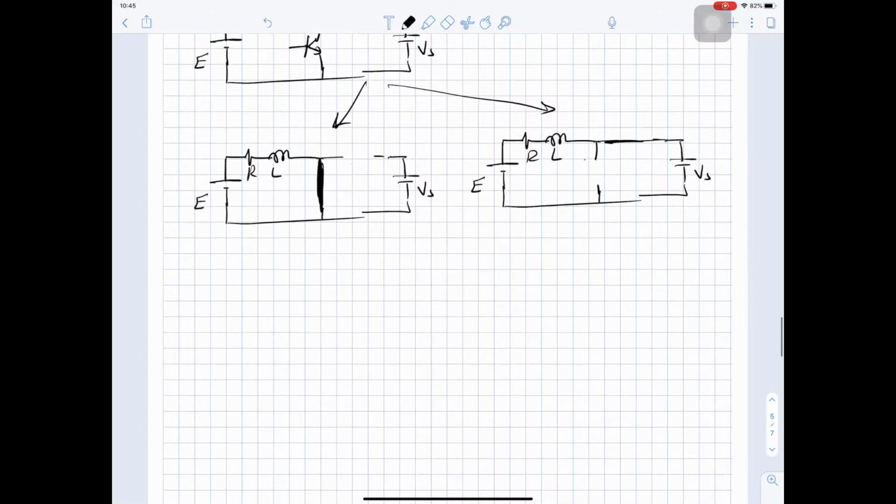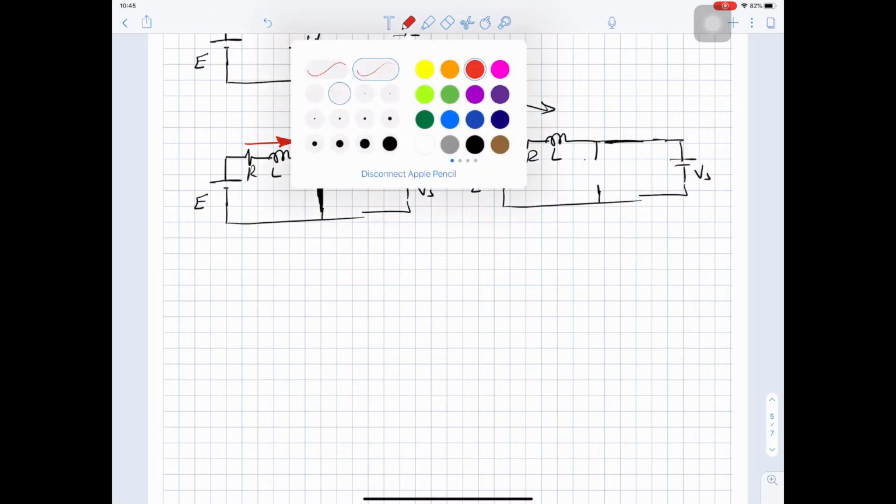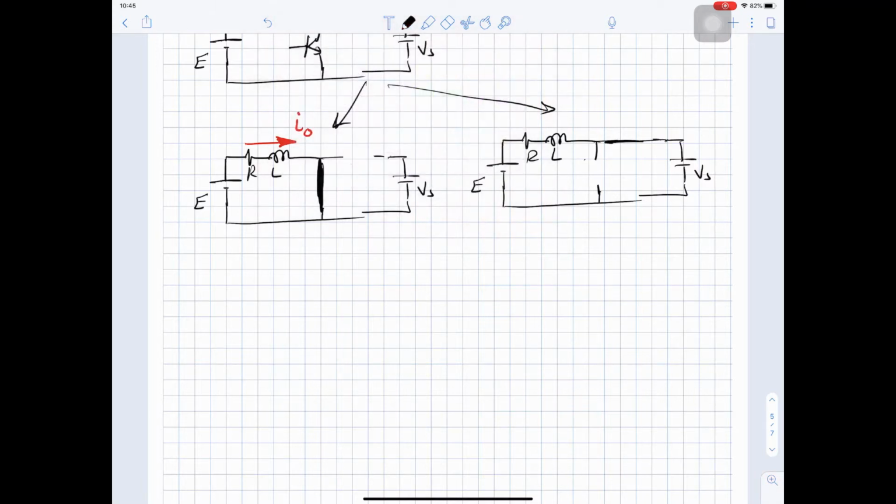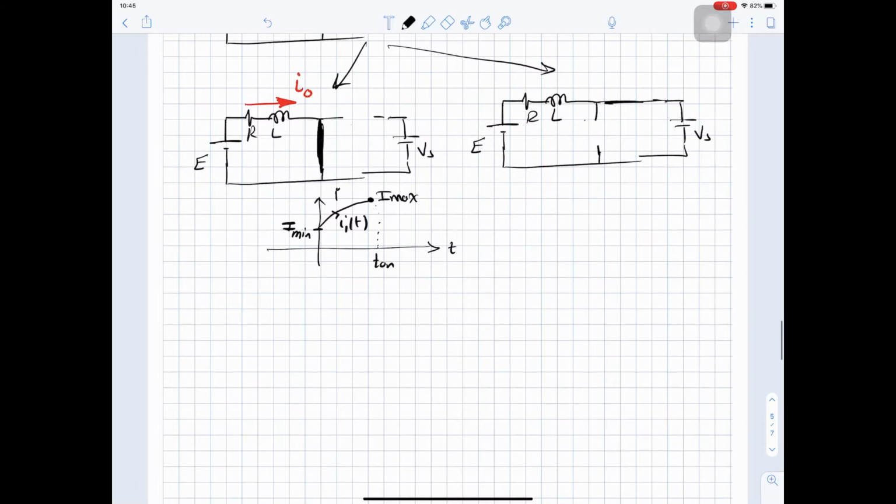So in this case here, if we assume that this is the direction, and this is very important, okay? If this is the direction for I out, so I out here will be charging, okay? So the current here will be charging. This is T on, this is I versus time, and this is I1 of T. So I1 will charge from a value I minimum and it will reach a value I max as we did for boost converter or first quadrant.